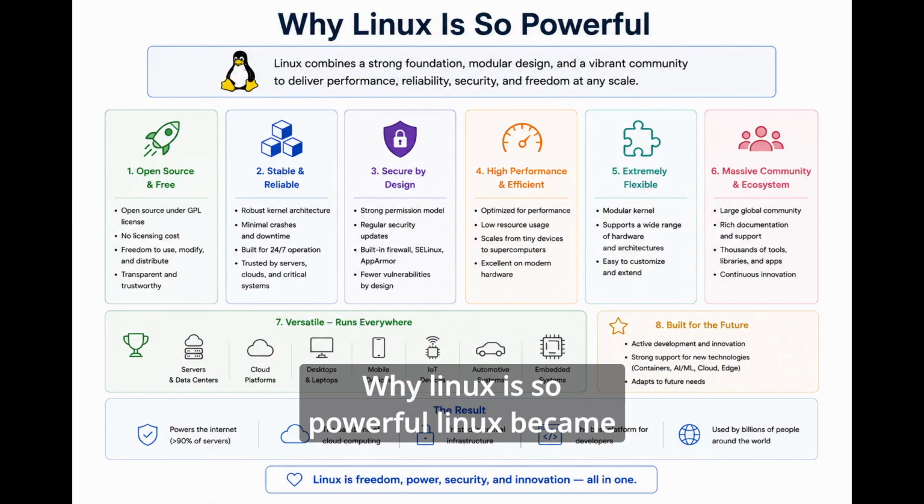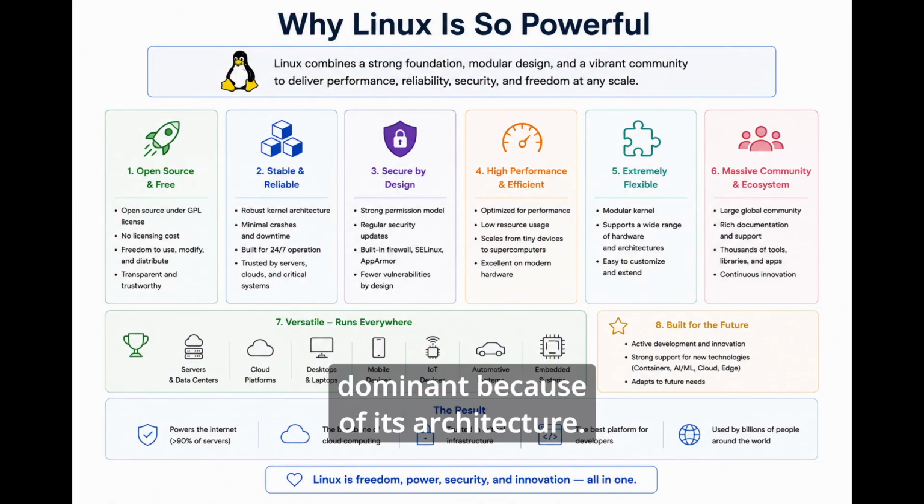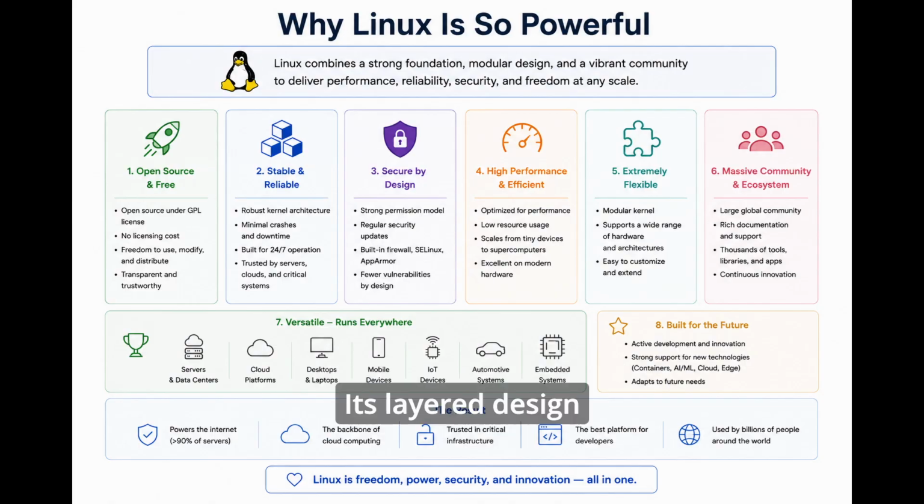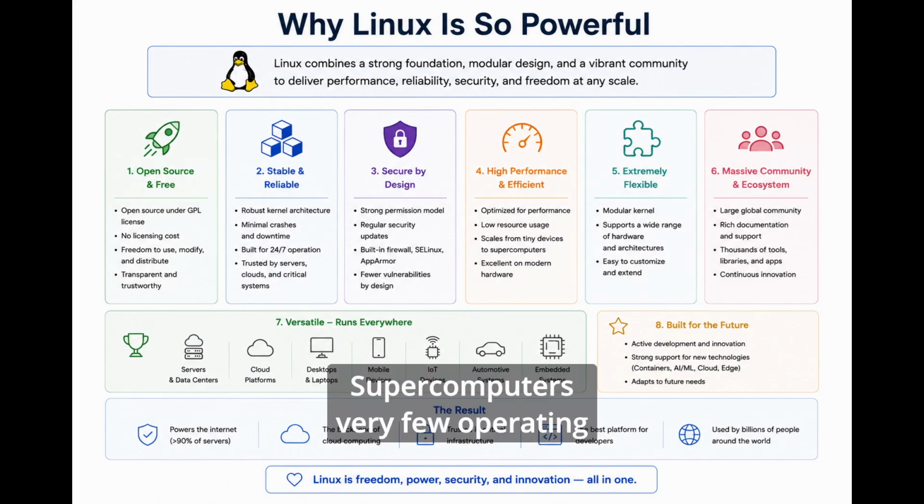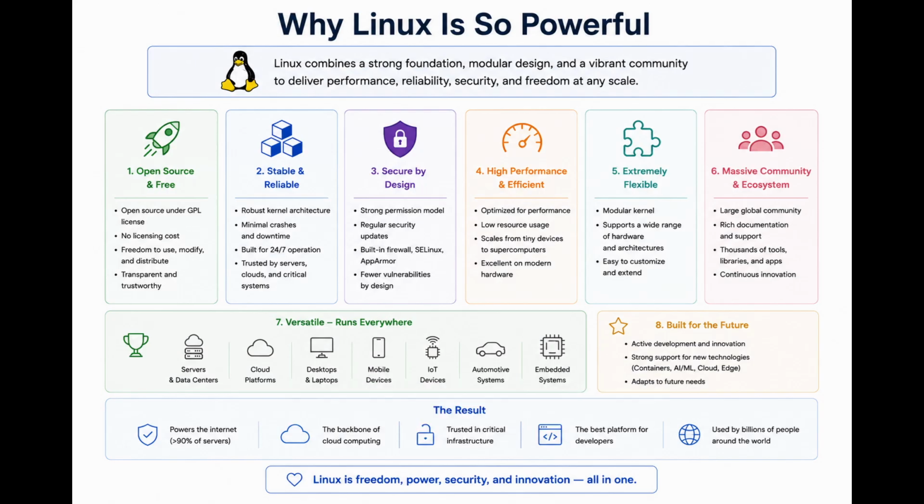14. Why Linux is so powerful. Linux became dominant because of its architecture. Its layered design provides stability, security, flexibility, scalability, hardware support, and performance. Linux can scale from tiny embedded boards, Raspberry Pi devices, smartphones, laptops, servers, AI clusters, to supercomputers. Very few operating systems can scale this widely.